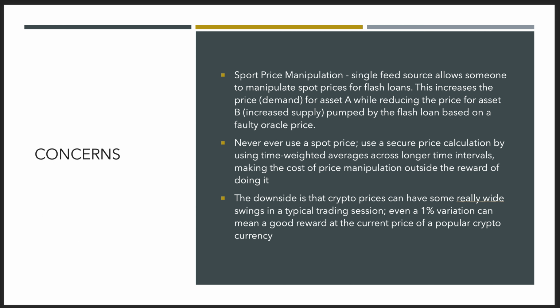And that will really make the cost of price manipulation way outside the realm of doing it, right? If it's more expensive to do it, they're not going to do it. And that time-weighted average can really help out, especially if there's some wild mood swings going on in the market and Bitcoin or Ethereum are moving up and down in rapid succession throughout the day, right? And again, that's your downside because even a 1% variation across that time-weighted average can mean a really good reward at the current price. So like, you have a price for Ethereum of 1,500, 10% is 150, 1% is 15.